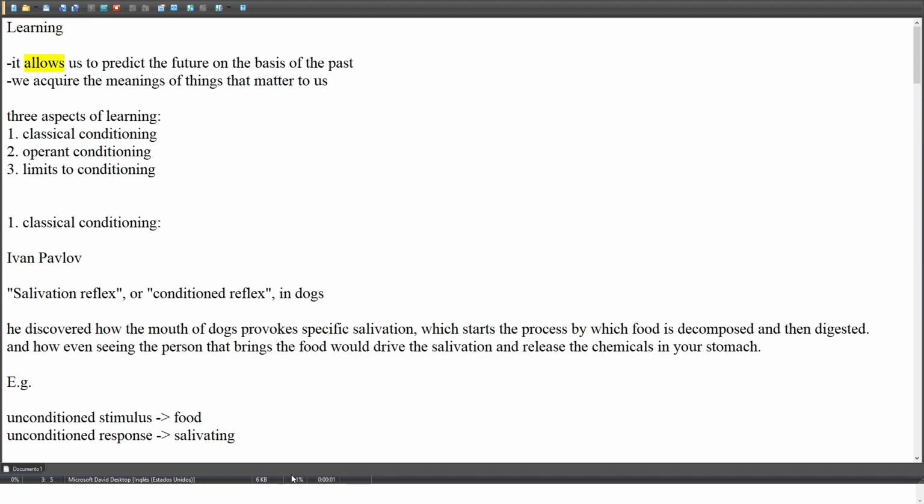Learning. It allows us to predict the future on the basis of the past. We acquire the meanings of things that matter to us. Three aspects of learning: 1. Classical conditioning. 2. Operant conditioning. 3. Limits to conditioning.